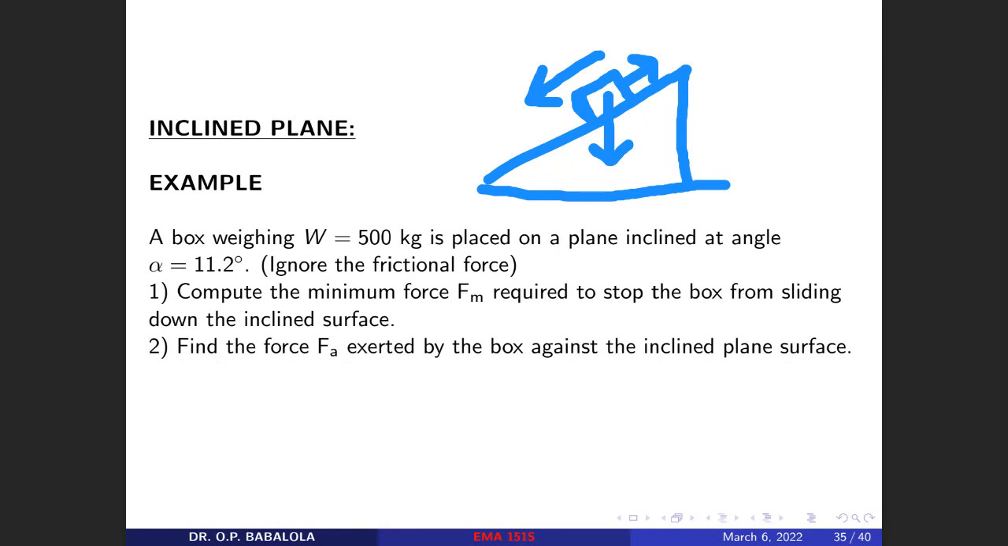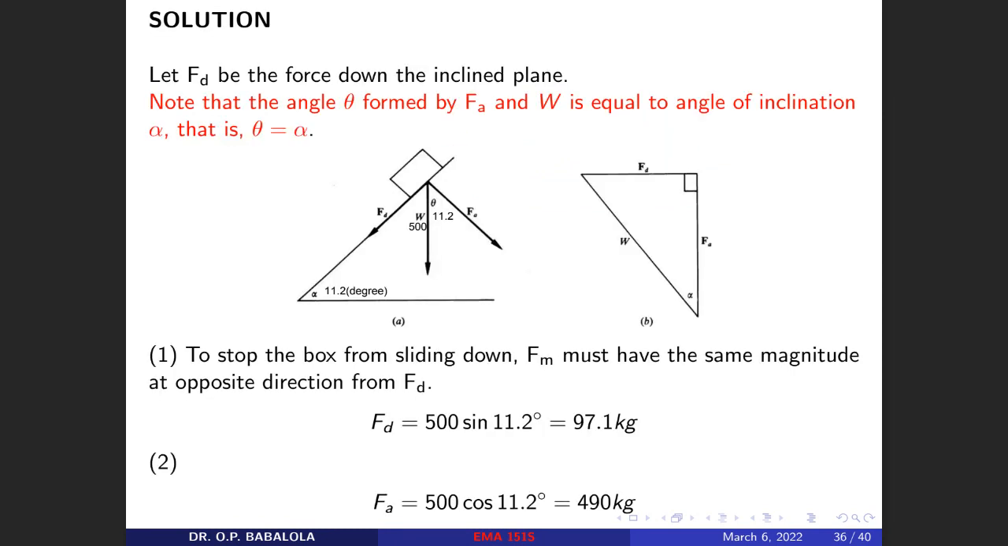The first thing we want to find is the minimum force required to stop the box from sliding down. Remember, there's a force required to push this box down, and there's another force required to push it up. So both forces are acting on this box, and the box also has its own weight. How do we resolve and find the minimum force that we need such that the box will not go down? So that's what we want to look at.